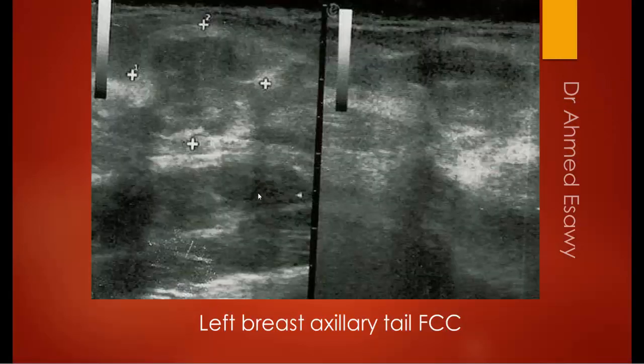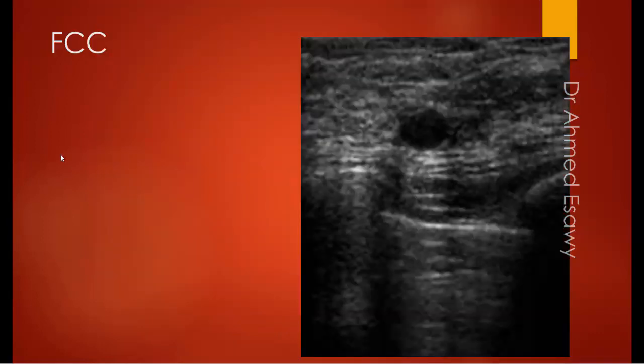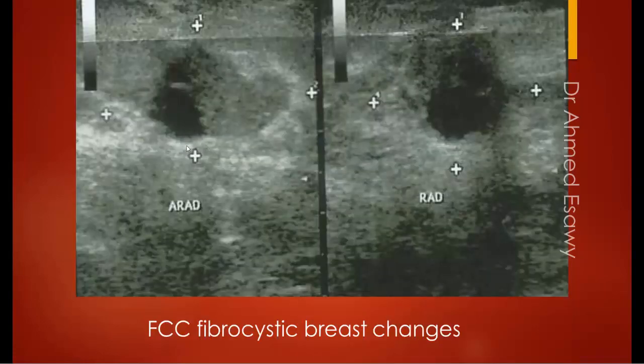Left breast axillary tail: fibrocystic change presents as a hypo- to isoechoic area, irregular, lumpy, and this may be scored BI-RADS 4. Fibrocystic change cyst. Fibrocystic change in the breast seen as a complex cyst, maybe complicated.